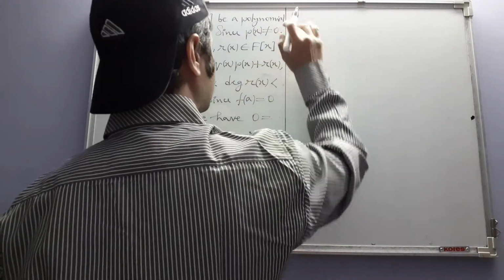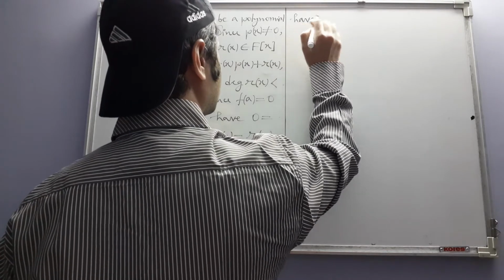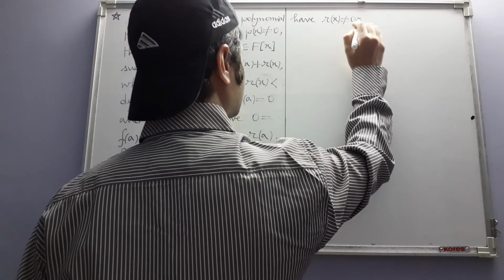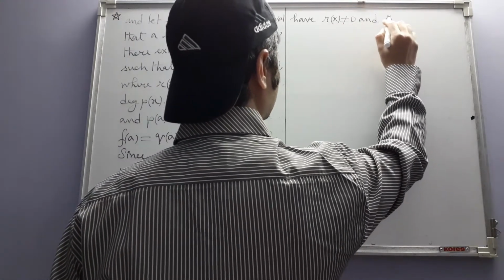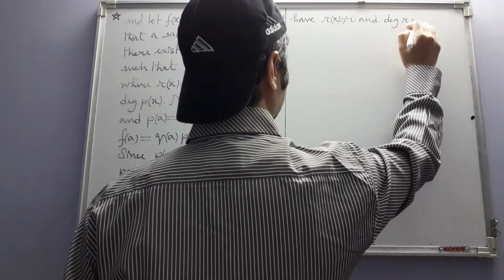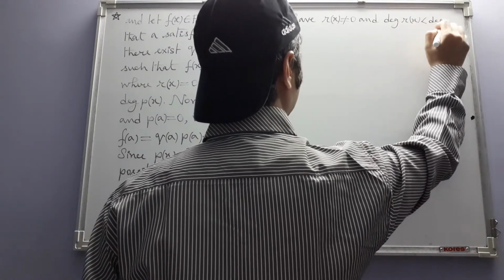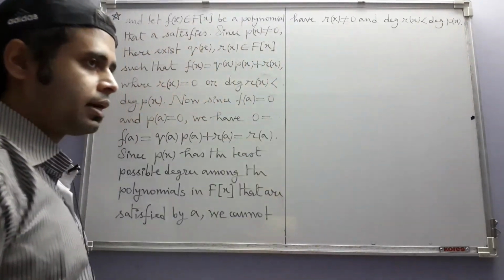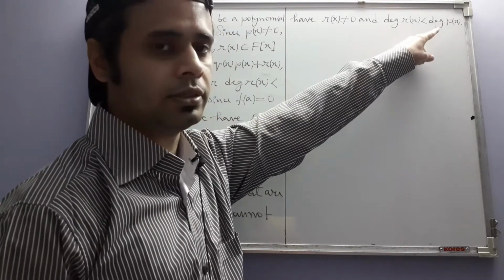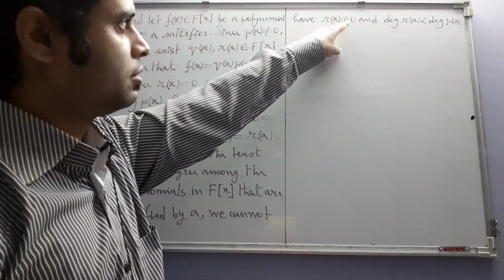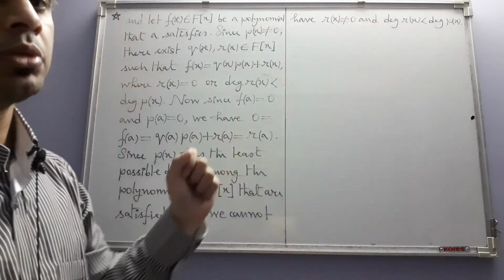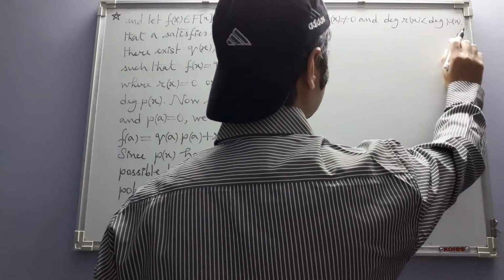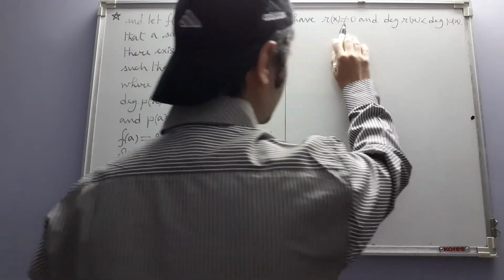We cannot have degree of Rx less than degree of Px. Actually, this condition that Rx is non-zero is a part of this, because if Rx is 0, then degree of Rx has not been defined, it's undefined in this book. So this automatically also means in particular that Rx is non-zero.